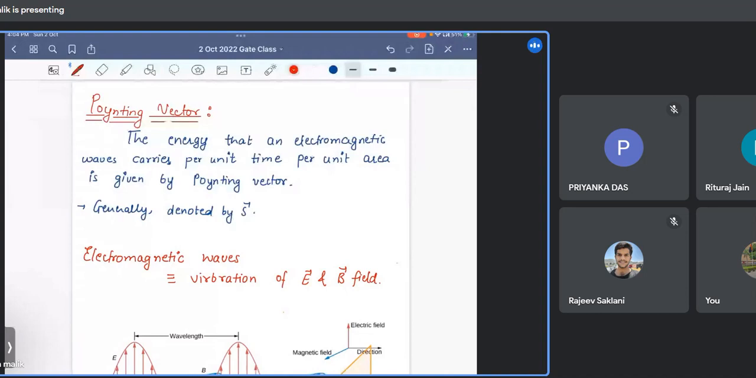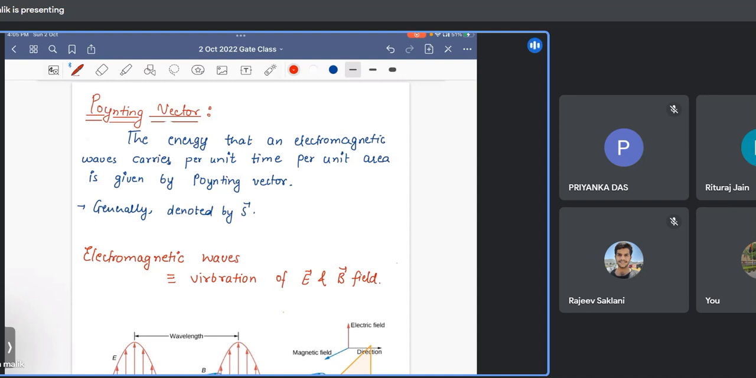There are two ways by which we can learn this concept of Poynting vector, and we are focusing on the way which is related to the electromagnetic wave. Another way is through the conservation law, which is much more mathematical. You will get it in the NPTEL lecture, but it is not that useful from the GATE perspective. So we will focus on the electromagnetic wave perspective.